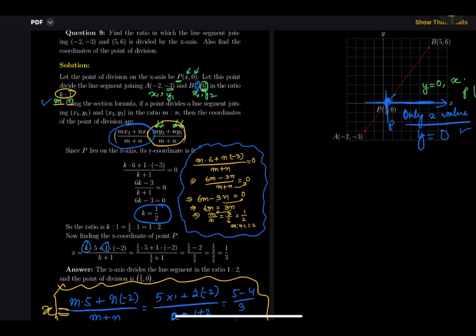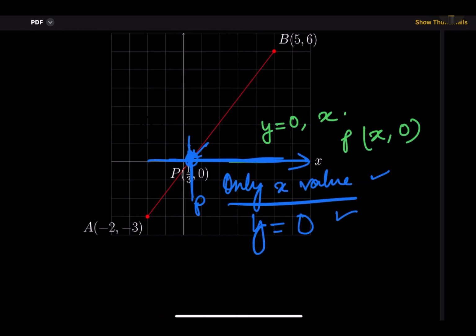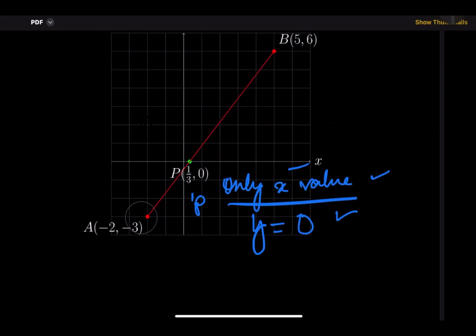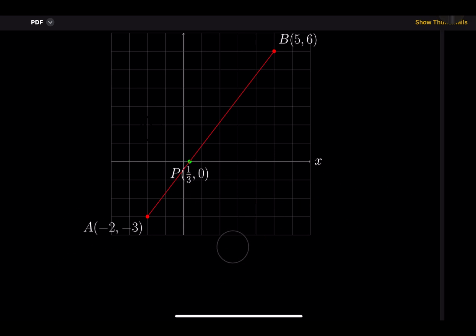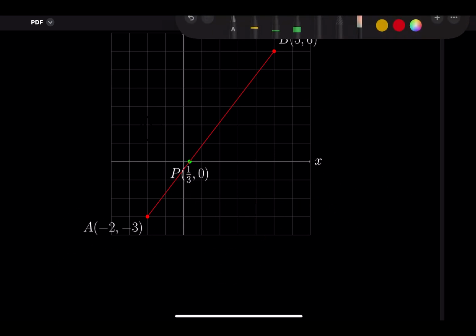I hope you understood. Do we need to draw the diagram? No need to draw the diagram. You don't need to draw the diagram. I have drawn the diagram for you to understand, so that I can make you understand.